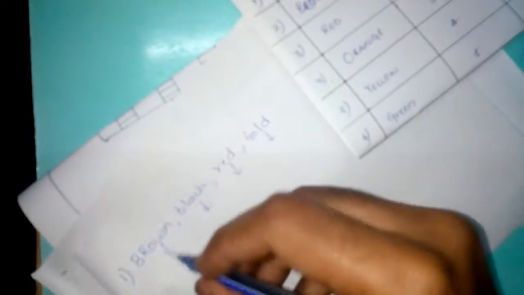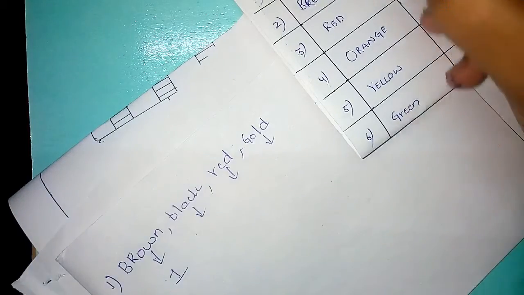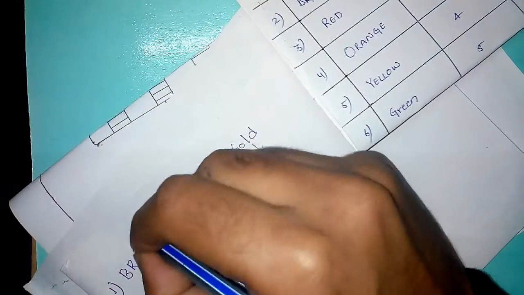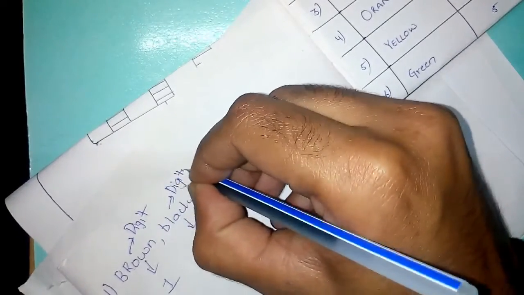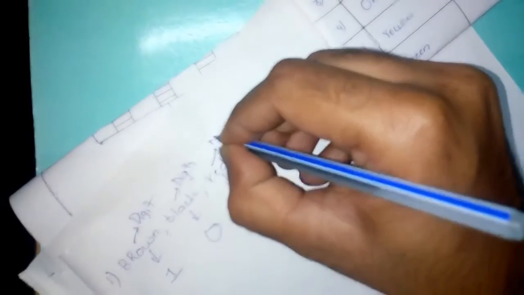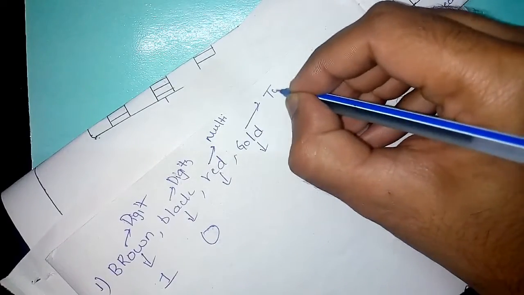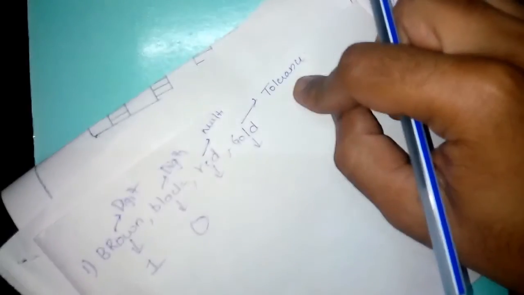When we go to this particular table, brown indicates 1. Sorry, not 0, 1. Black indicates 0, and red. Here, the first two colors are digits, the third color is multiplier, and the fourth color is tolerance. As I said before, it is the percentage of error which is present in the resistor.